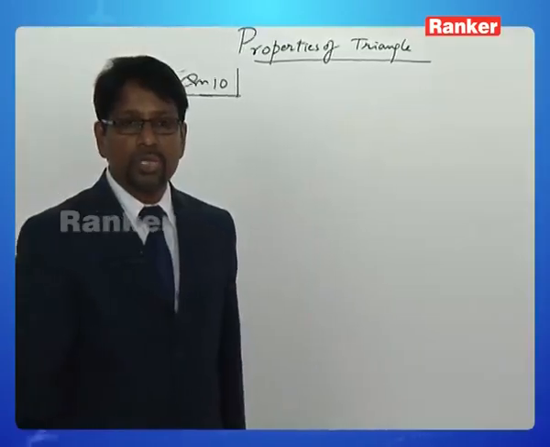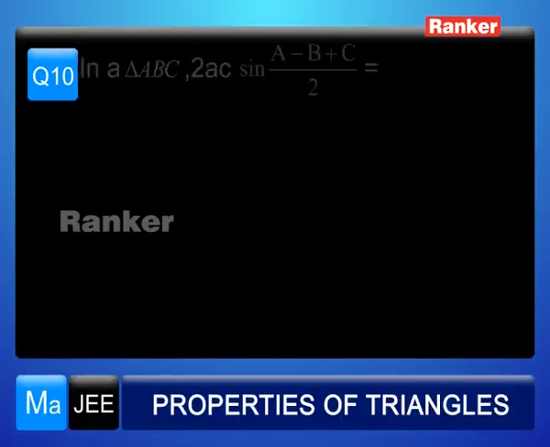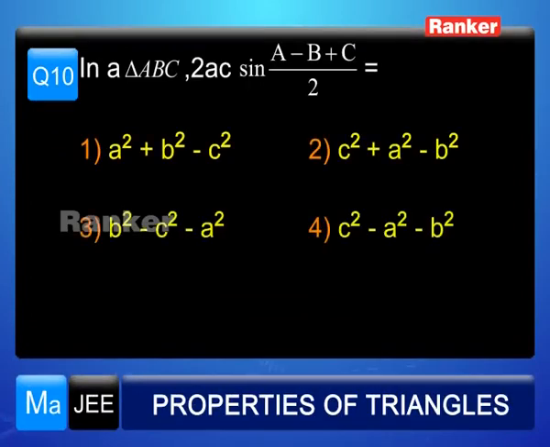Let's move on to the next question, question number 10. In a triangle ABC, 2AC into sine of (A minus B plus C) by 2 is equal to, first option A square plus B square minus C square, second option C square plus A square minus B square, third option B square minus C square minus A square, fourth option C square minus A square minus B square.